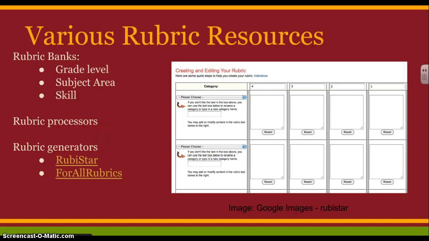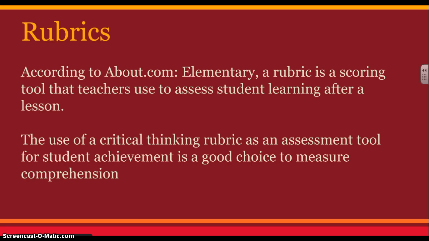There are various rubric resources available. Generally, they consist of rubric banks by grade level, subject area, or skill. There are also rubric processors. And last, rubric generators, websites such as RubiStar for all rubrics. According to About.com Elementary, a rubric is a scoring tool that teachers use to assess student learning after a lesson. The use of a critical thinking rubric as an assessment tool for student achievement is a good choice to measure comprehension.